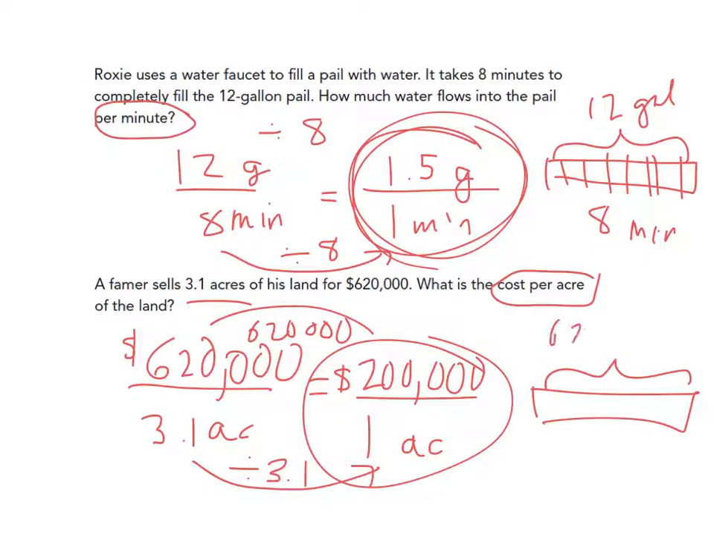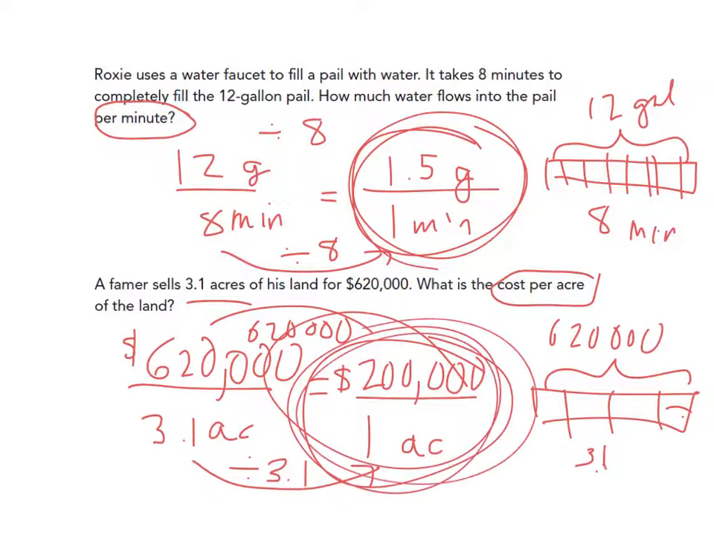Now, this one doesn't really make sense to do this way. We've got $620,000, and I had to cut it into 3.1 parts, 3, and I guess this is a 0.1. I think it makes more sense to do it this way.